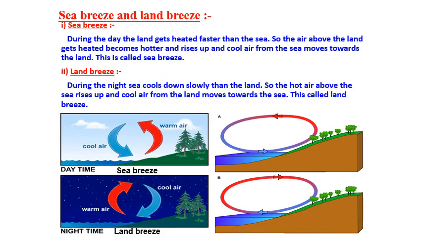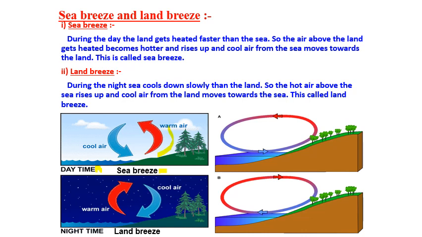Students, the people living in the coastal areas, what do they experience? The people living in the coastal areas experience an interesting phenomenon during the day and during the night. The land during the day gets heated faster than the water. So students, you can see here in the daytime, it is known as sea breeze. What is the sea breeze? The land gets heated faster than the sea, so warm air from the land rises up.